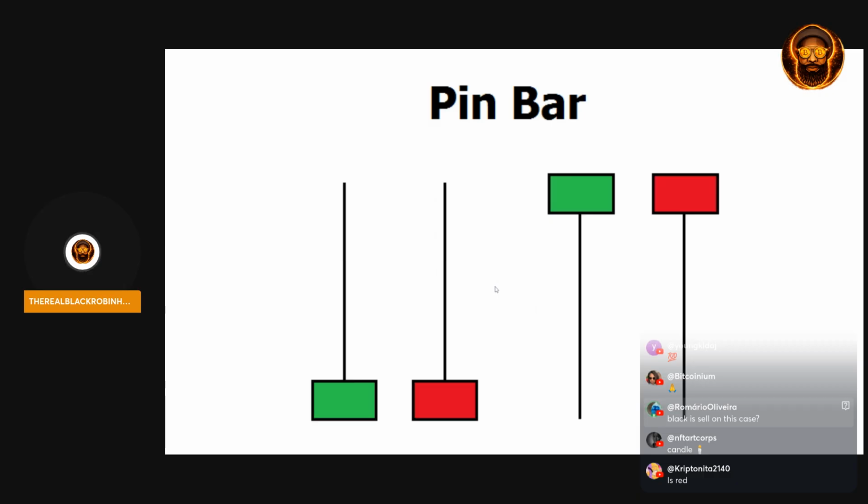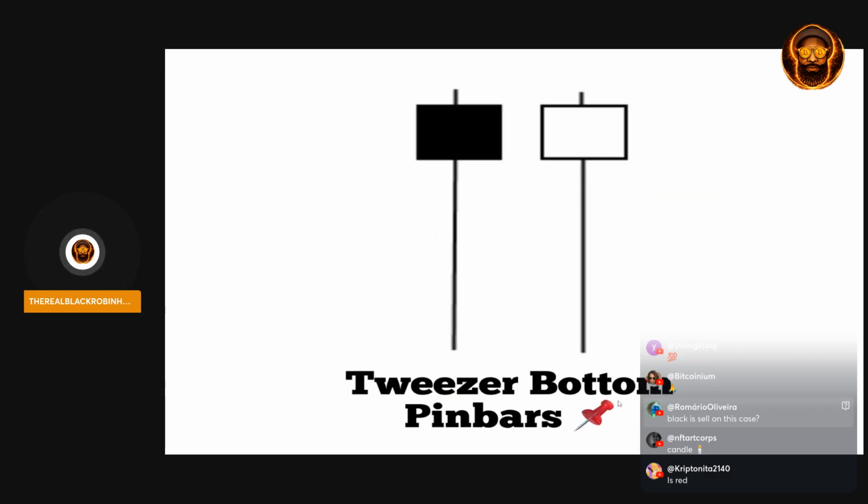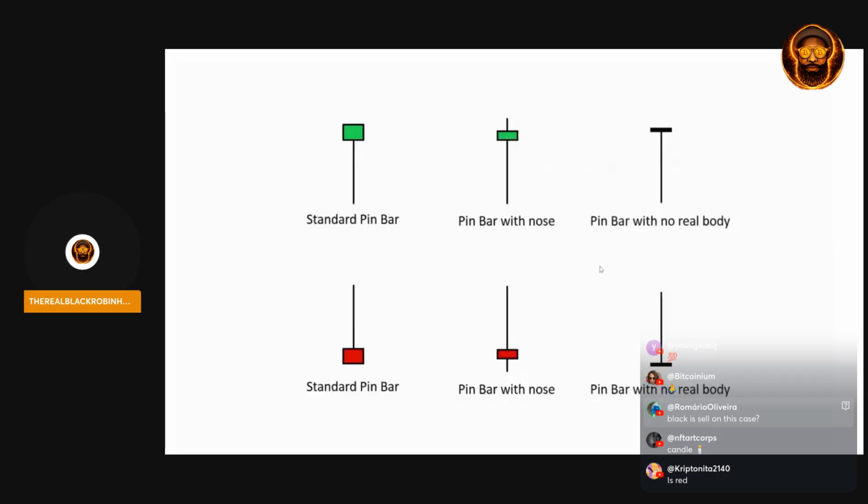These are pin bars, right? These are tweezer bottoms. When you have a pin bar that rejects and you have another pin bar that rejects at the same level, right? This is actually stronger because it's not just one pin bar, it's two pin bars, right? These are all pin bars, right? They come in different shapes.